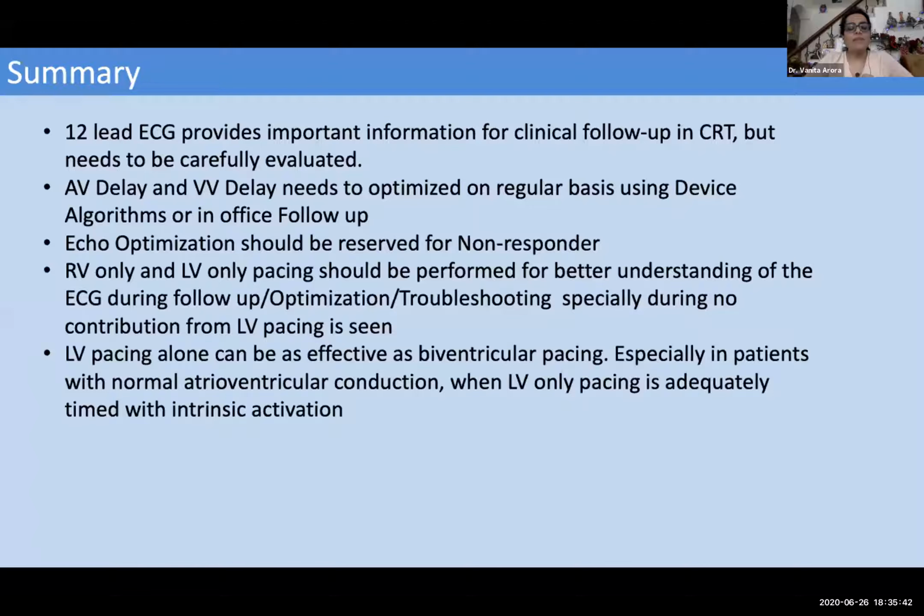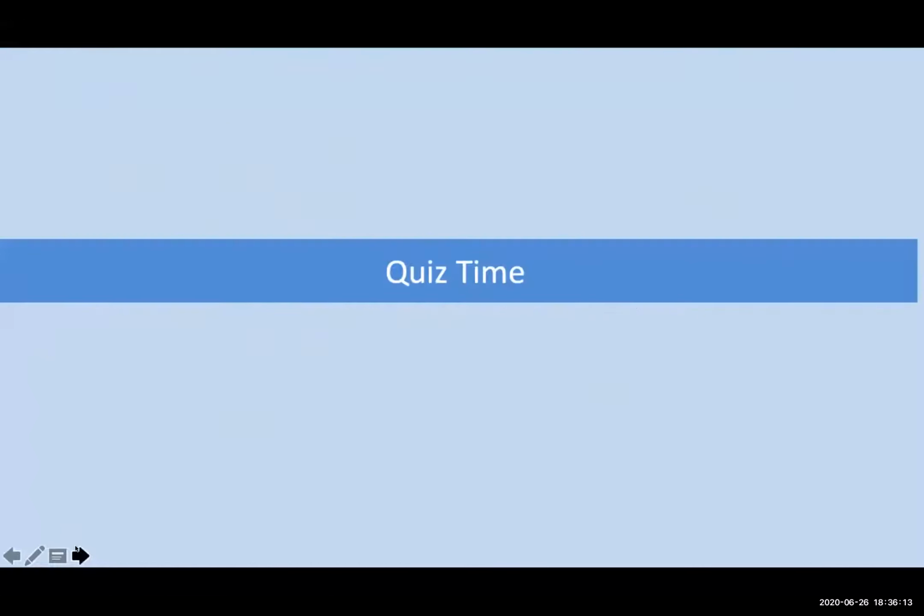And LV pacing alone can be as effective as BiV pacing, but it has to be done in patients who have normal AV conduction. And we have to time it well with the intrinsic activation of the patient. So to get a good result, we have to know not only to do a good CRT, but to program the CRT in a correct way so that we get a good outcome on the ECG. I have a couple of ECGs here to show.